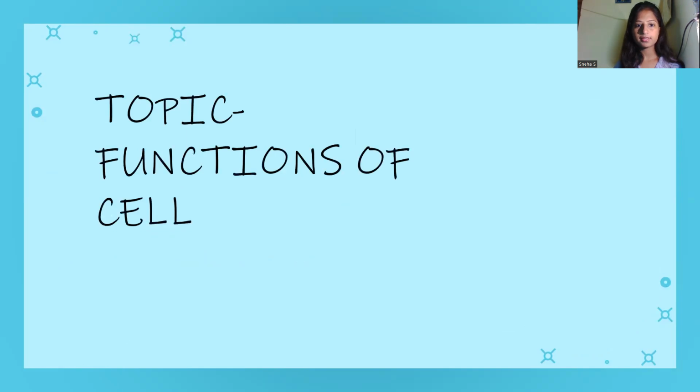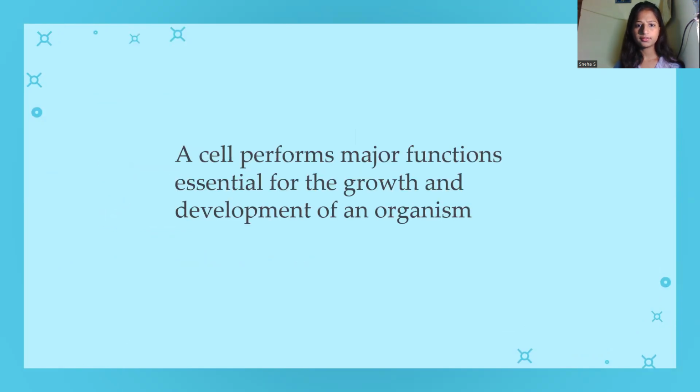So our topic is functions of cell. We all know what a cell is. A cell is a structural and functional unit of any organism. In order to survive or sustain, this cell performs many functions for the growth and development of an organism. We all know that an organism is composed of cells, so whenever an organism grows, it means that cells are growing. So a cell performs major functions for the growth and development of an organism.